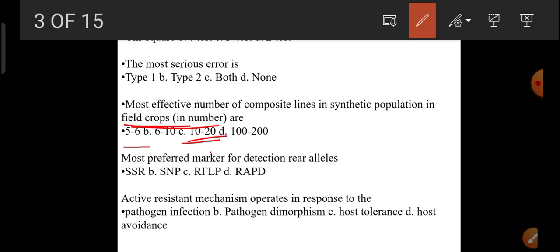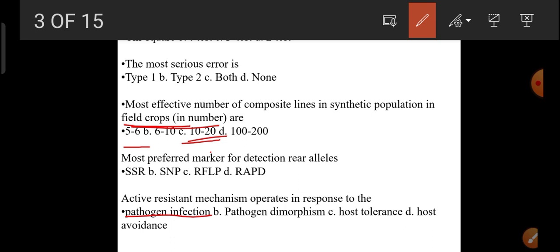Next is, active resistance mechanism operates in response to the. Options are pathogen infection, pathogen dimorphism, host resistance and host avoidance. The answer here is pathogen infection.